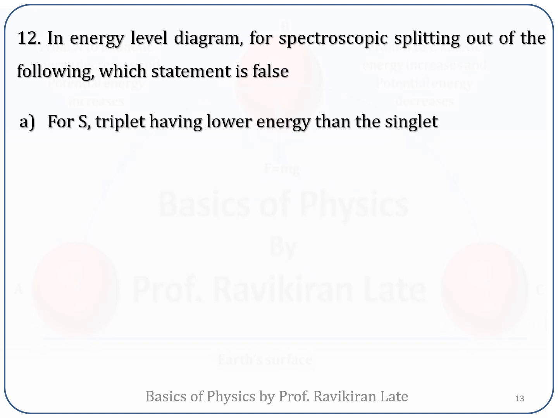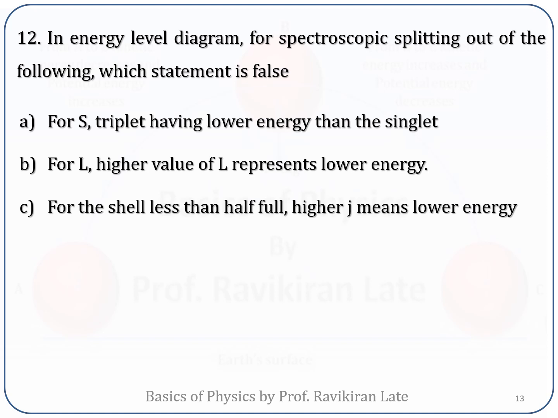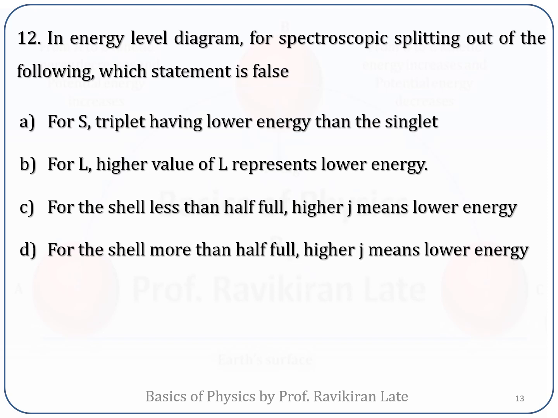The options are: A, for S, triplet having lower energy than singlet. Option B, for L, higher value of L represents lower energy. For C, for the shell less than half full, higher J means lower energy. Option D, for the shell more than half full, higher J means lower energy. Now we had seen the answer for this question is obviously option C, but why is it C?